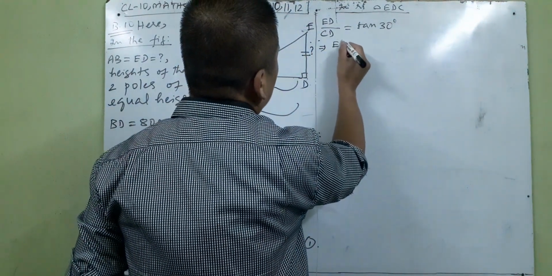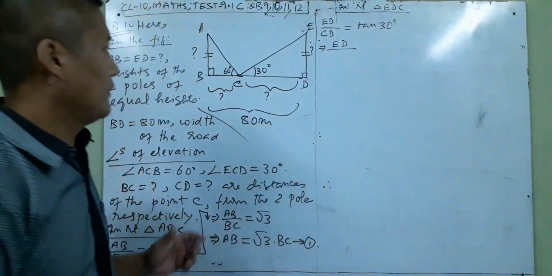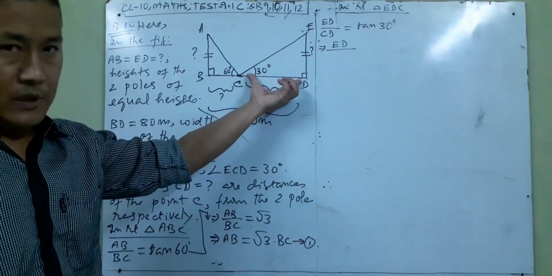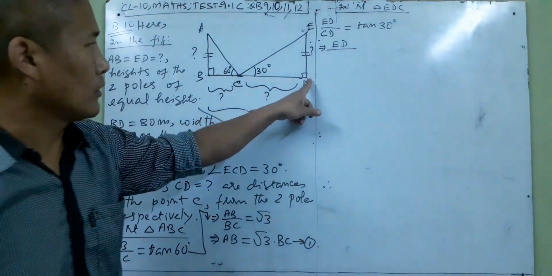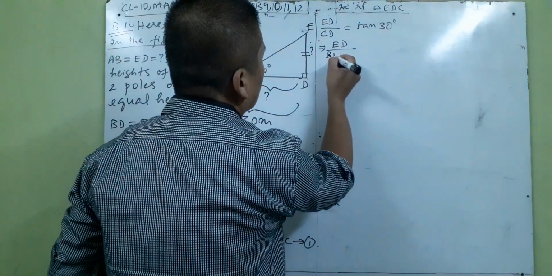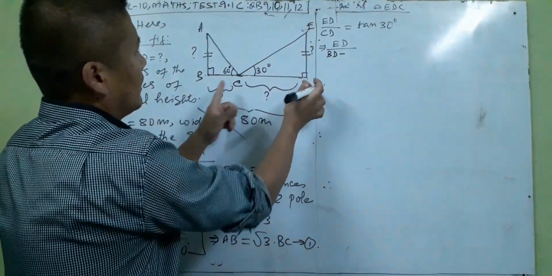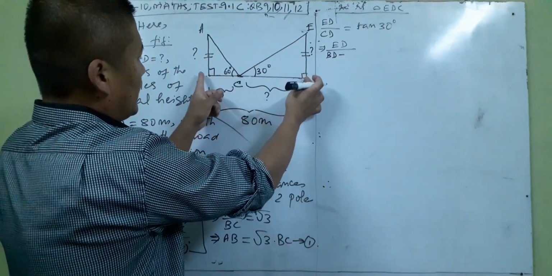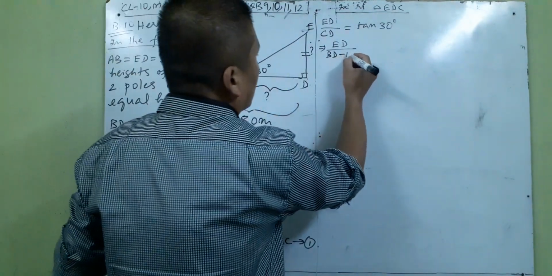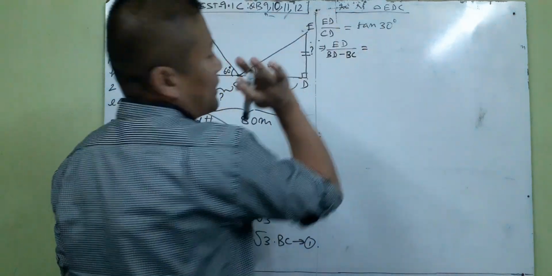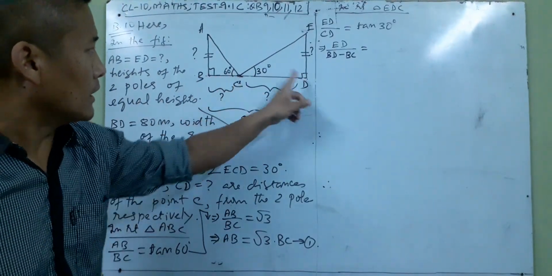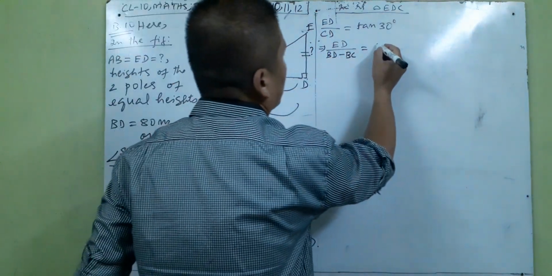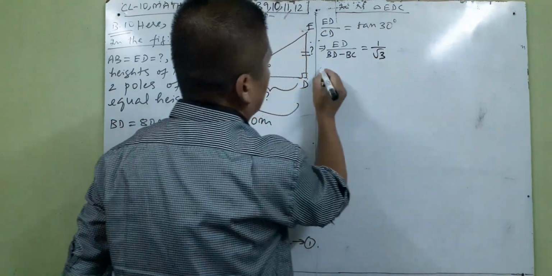Now let us just keep this ED as it is and deal with the CD for one moment. CD can be expressed in a slightly different way. See here, the full length of the road, BD, minus BC, that's the same as CD. You got it right? BD minus BC is CD. So we can replace CD by that one. And this is 1 by root 3.